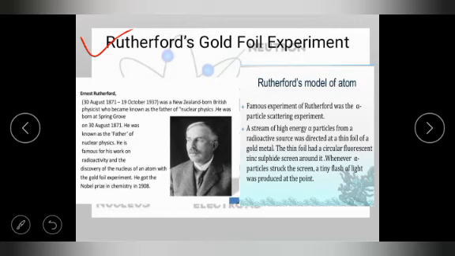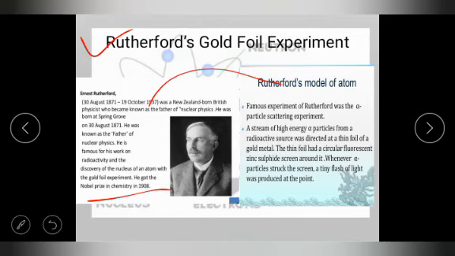Rutherford was a New Zealand-born British physicist who became known as the father of nuclear physics. He was born at Spring Grove on 13th August 1871. He is famous for his work on radioactivity and the discovery of the nucleus of an atom. For the gold foil experiment, he got the Nobel Prize.